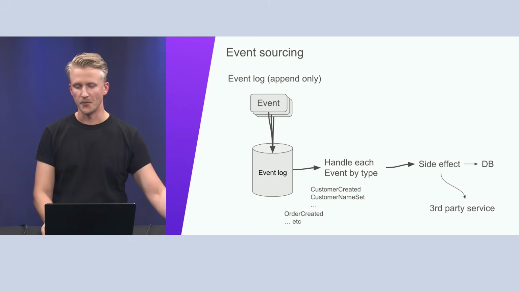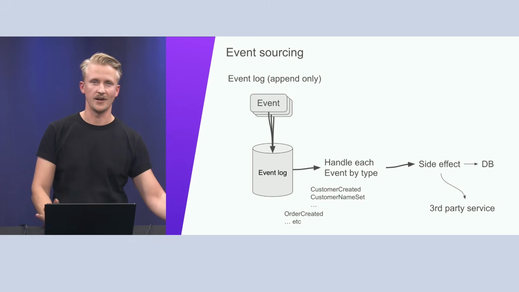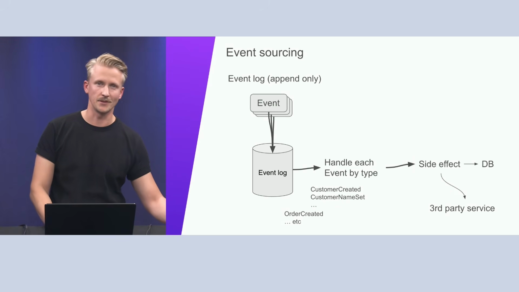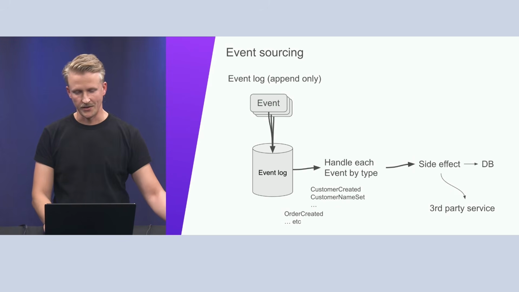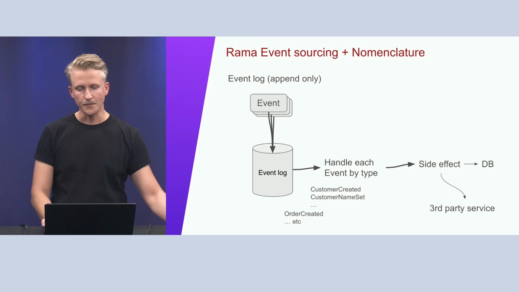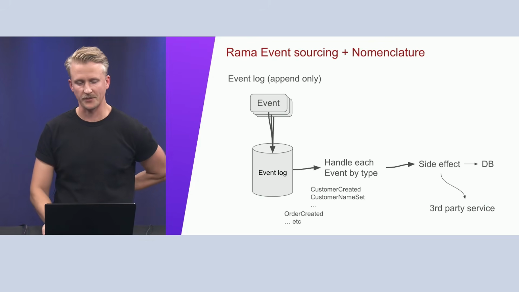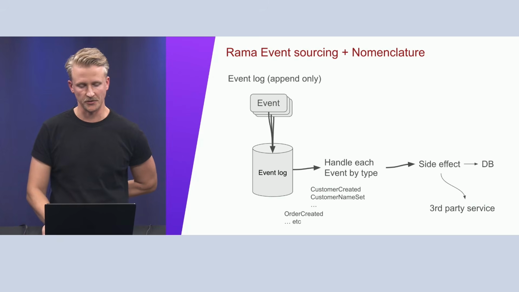Usually domain events. So if I was a seller of some sort, or I had a store of some kind, I'd want to create customer, I want to create an order. You get the point. So Rama's event sourcing, I want to talk about how it maps onto the event sourcing that we just talked about.